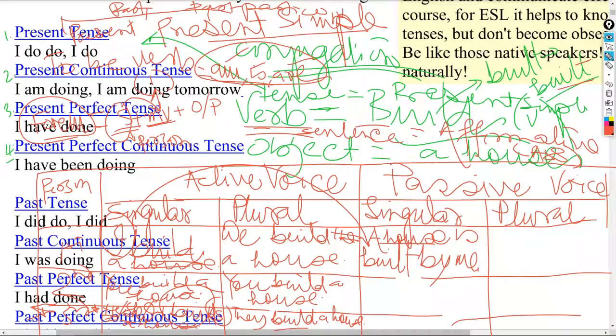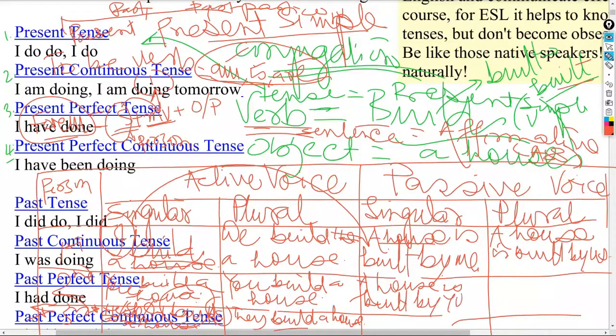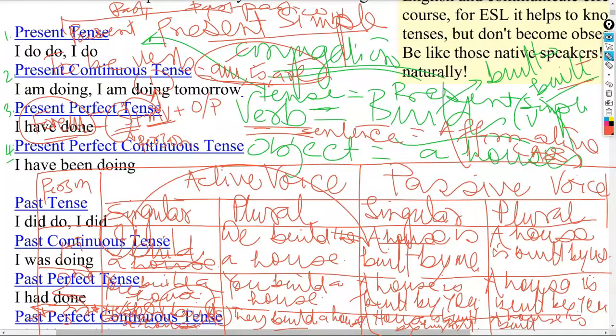In the similar manner, the rest of the forms will be quite easy, therefore you continue. A house is built by us. Then the second one, a house is built, B-U-I-L-T, by you. Next one, a house is built by you. Third one, a house is built by him, her, it. Then similarly, a house is built by them.